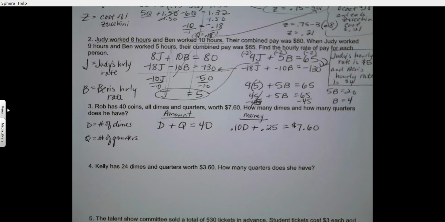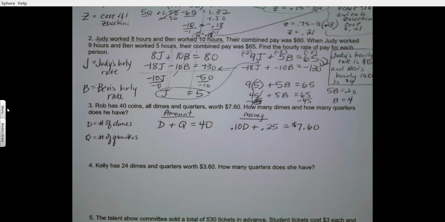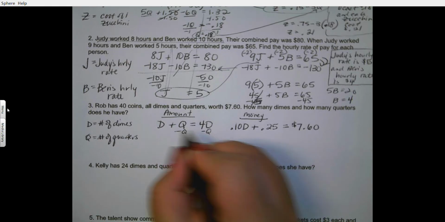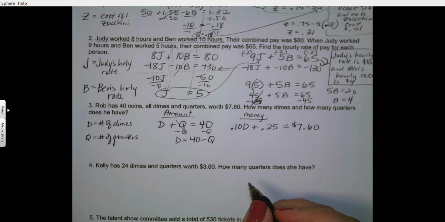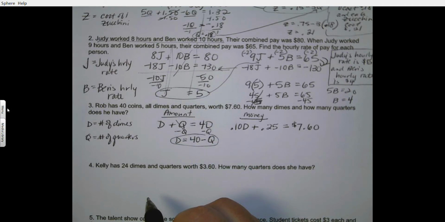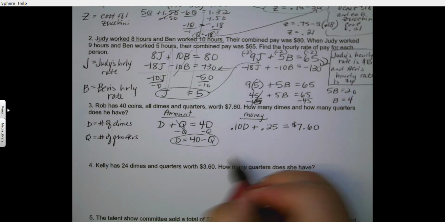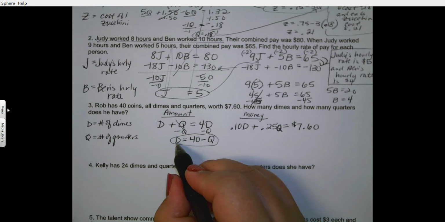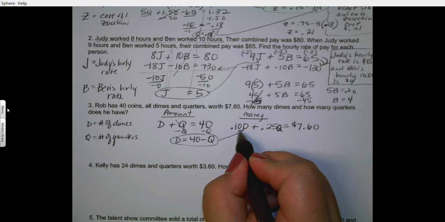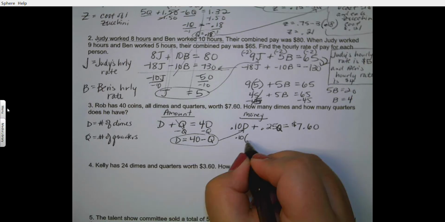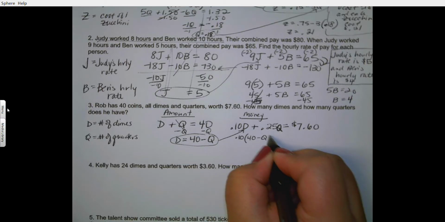Now you can use substitution or you could use elimination. I tend to use substitution because it's the easiest for me. But you could have multiplied by -0.1 or -0.25. Oh, I needed a Q right there. 25 cents per quarter. Okay, now D is equal to this, means I plug it in for D. So I have 0.10, and instead of writing dime, I have 40 minus Q.